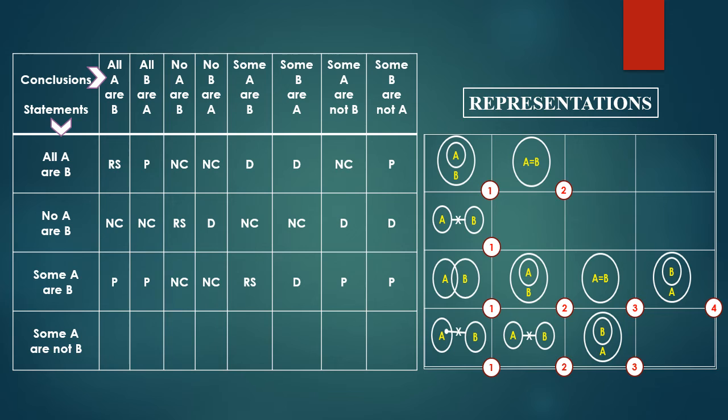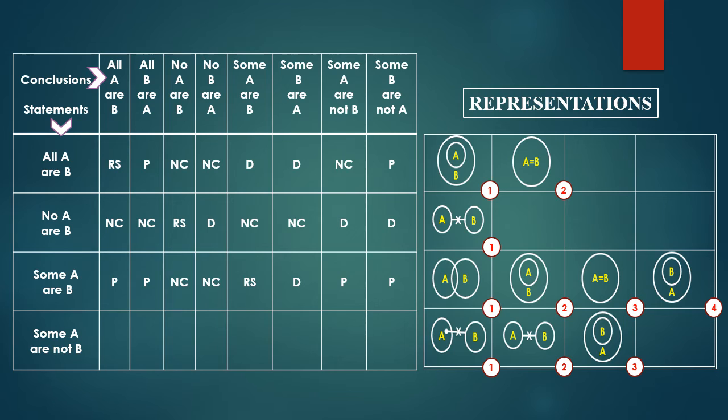Some A or B, restatement: some B or A. In all the representations, some B or A. First one also some B or A. Second diagram also some B or A. Third one is also some B or A. Fourth one is also some B or A. That's why it is a definite conclusion.